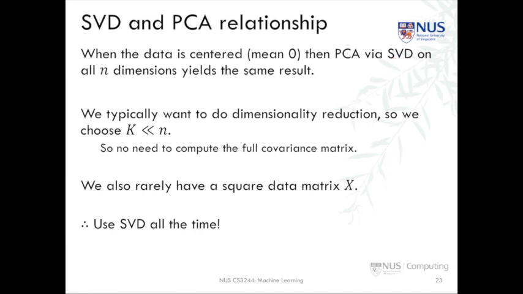When we use SVD, we can get an exact replica of the input by using all n dimensions. When we do so, it's the same as PCA. We typically want to do dimensionality reduction, so we choose a K much smaller than n. And in SVD, this is nice because we don't need to compute the full covariance matrix under certain variants. And because SVD doesn't require a square matrix, this means that we typically use SVD all the time as a way of carrying out PCA.